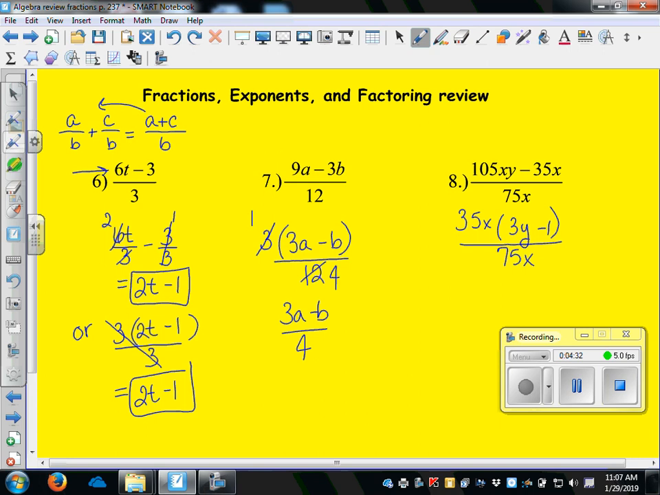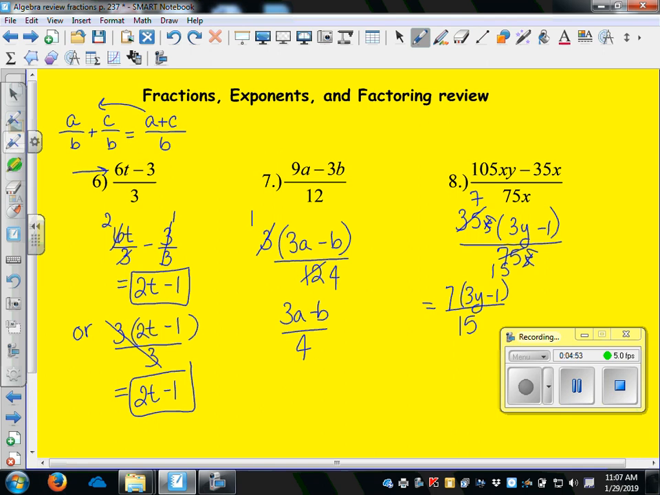The x's, I can either subtract their exponents or just cancel them out entirely. And 35 and 75 are both divisible by 5. 35 divided by 5 is 7, and 75 divided by 5 is 15. So I have as a final answer here 7 times 3y minus 1 all over 15.